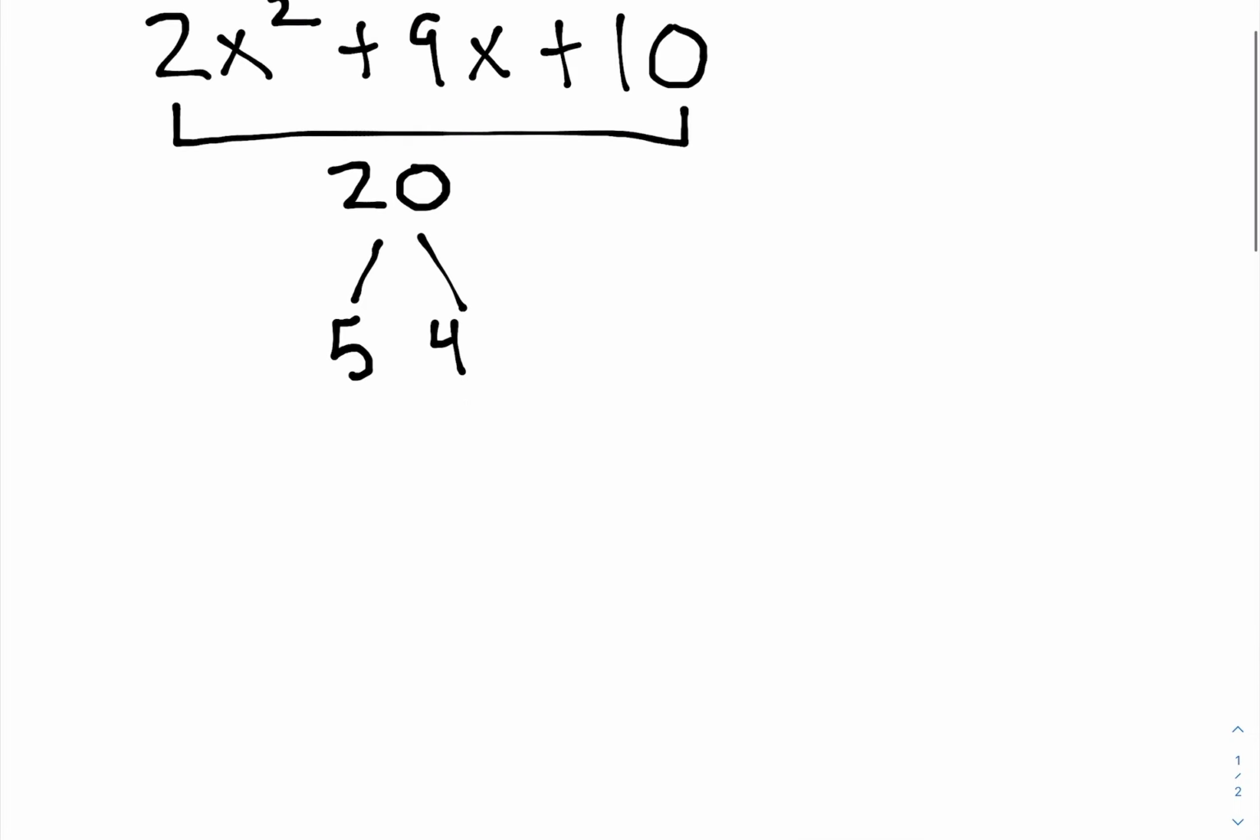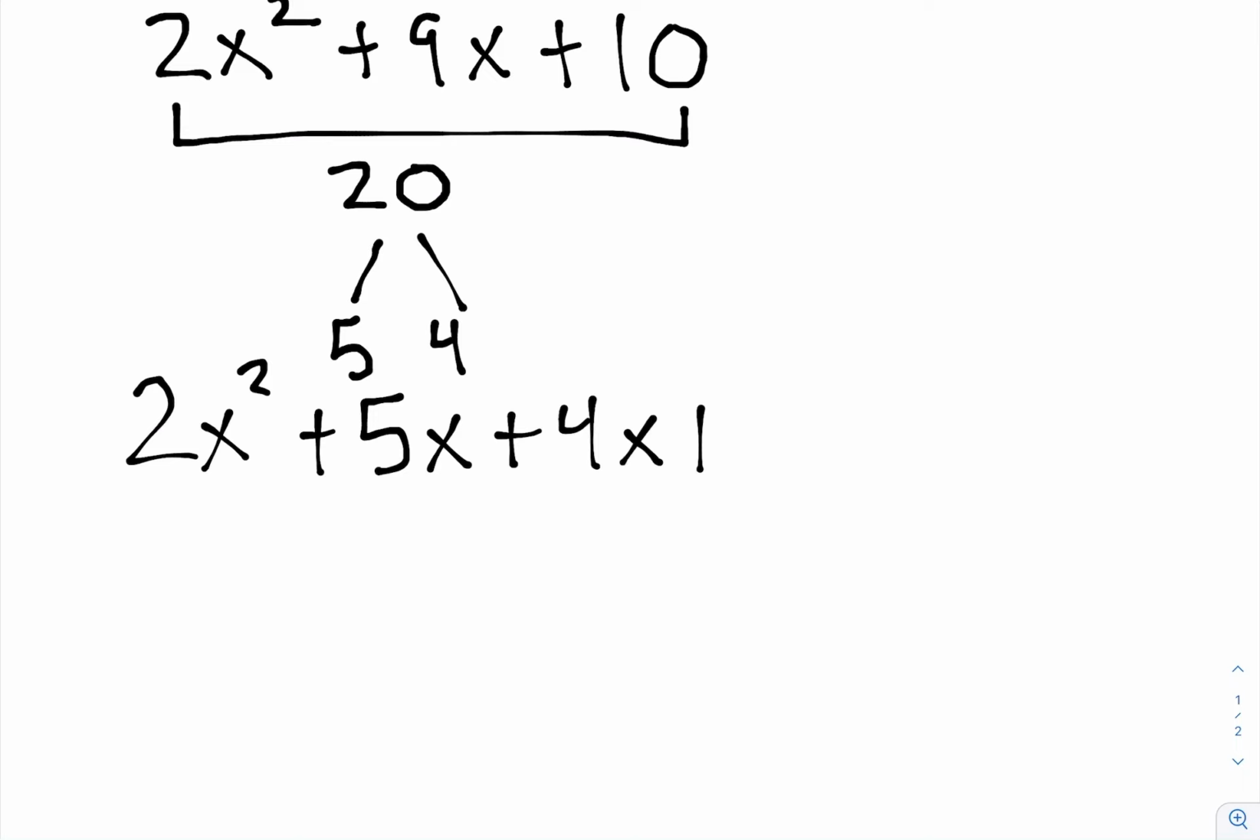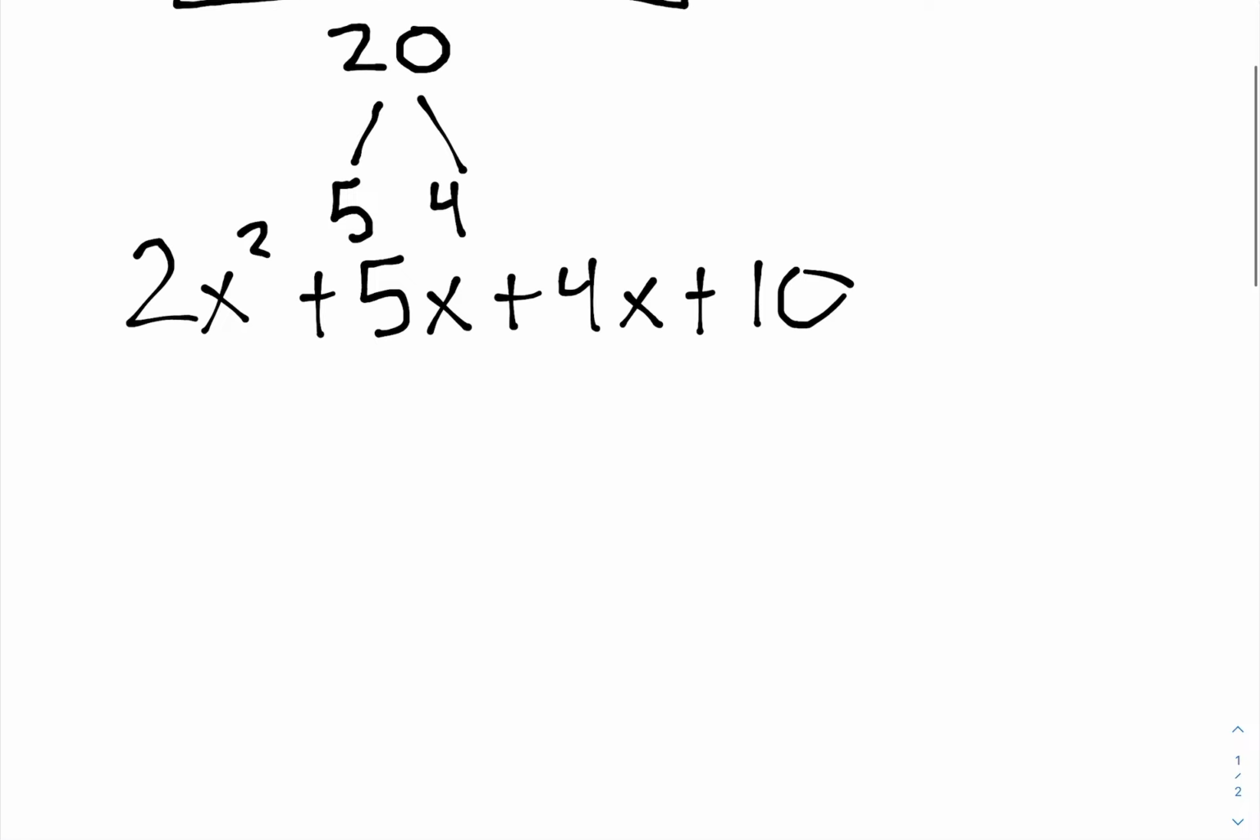Okay, so now that we know that, we can rewrite it as 2x squared, and we take those numbers 5 and 4 and just put them as coefficients for x. You'll notice that 5x plus 4x equals 9x, so we haven't changed the overall value of the equation. We just split up the 5 and the 4 for a reason I'll show you right now. And another thing, it doesn't matter the order you put the 5 and the 4 in, you'll get the same answer.